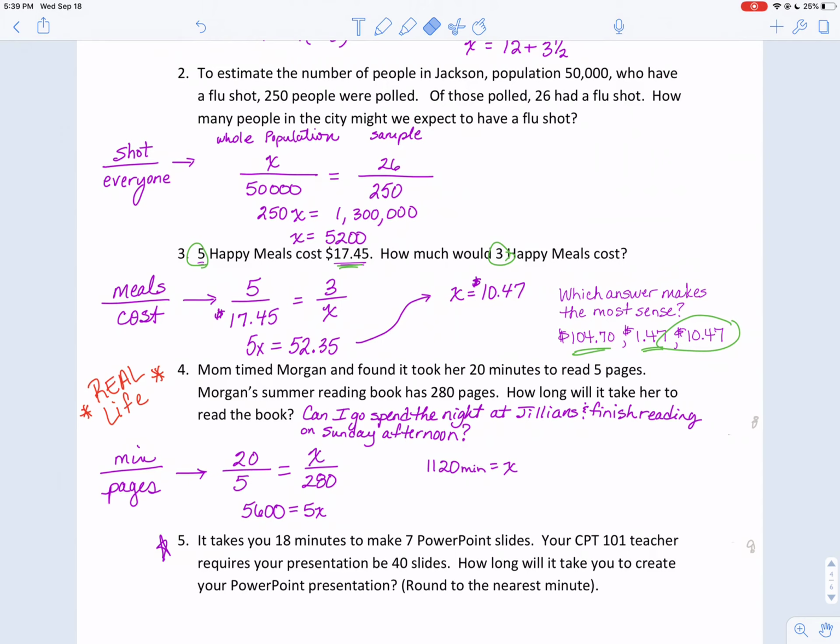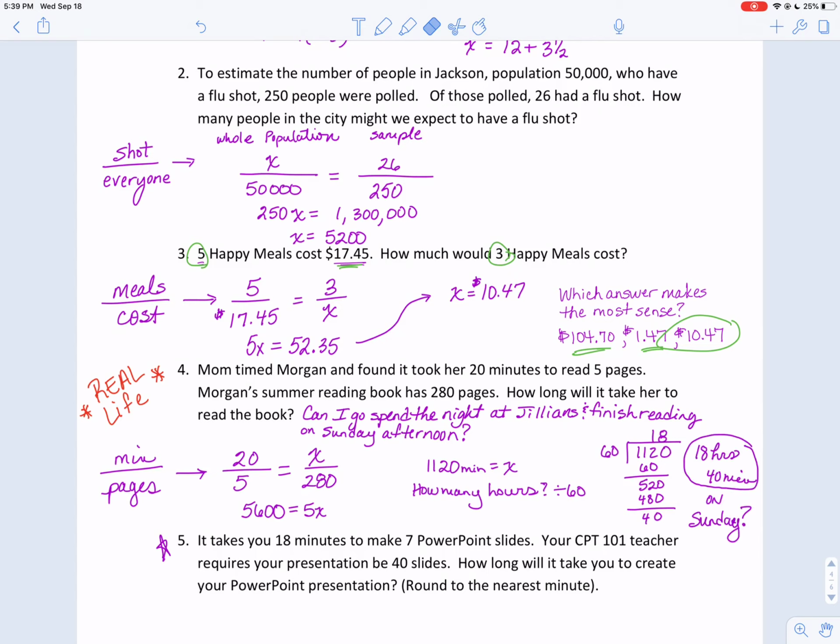Well, how long really is that? Well, let's divide by 60. That's 18 hours. 18 hours and about 40 minutes on a Sunday.